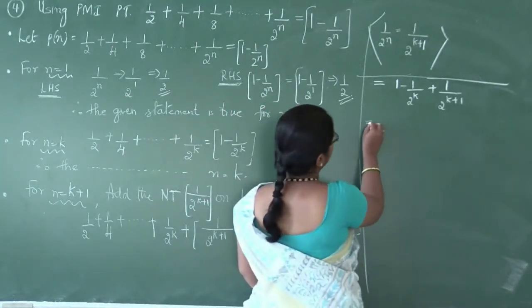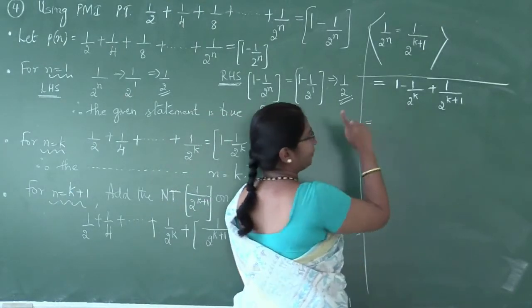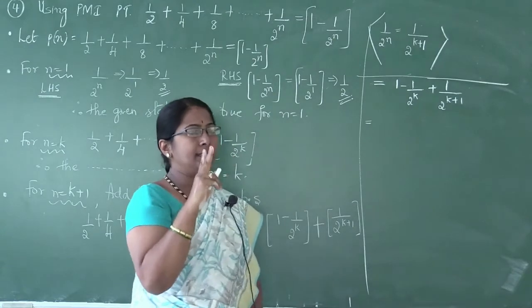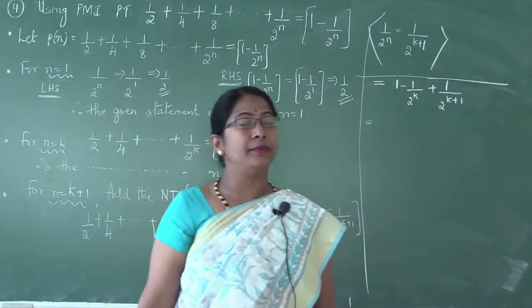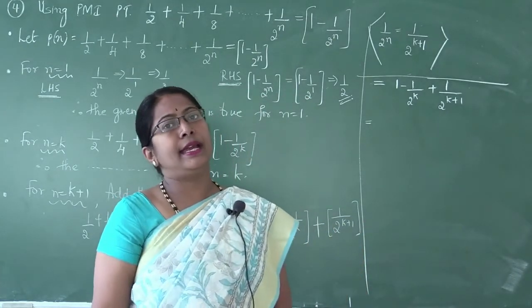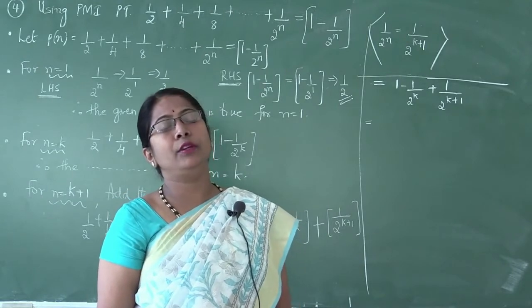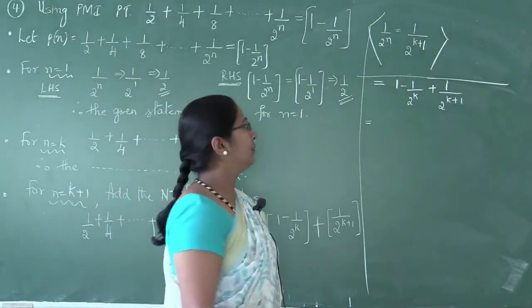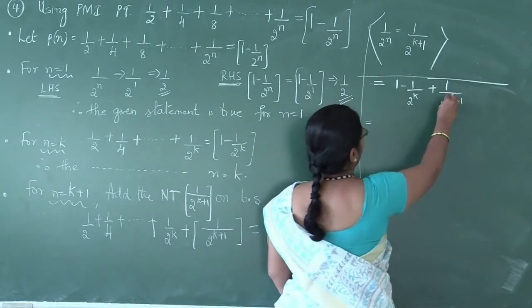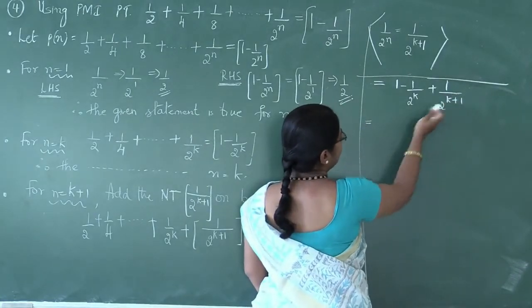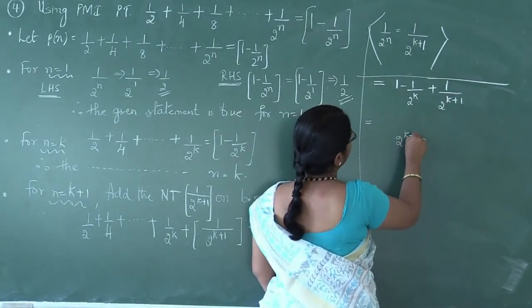What is the LCM here? What is in the denominator for the first term? 1. What is in the denominator for the second term? 2 power k. And the denominator for the third term? 2 power k plus 1. So, we will consider the highest denominator, that is 2 power k plus 1.